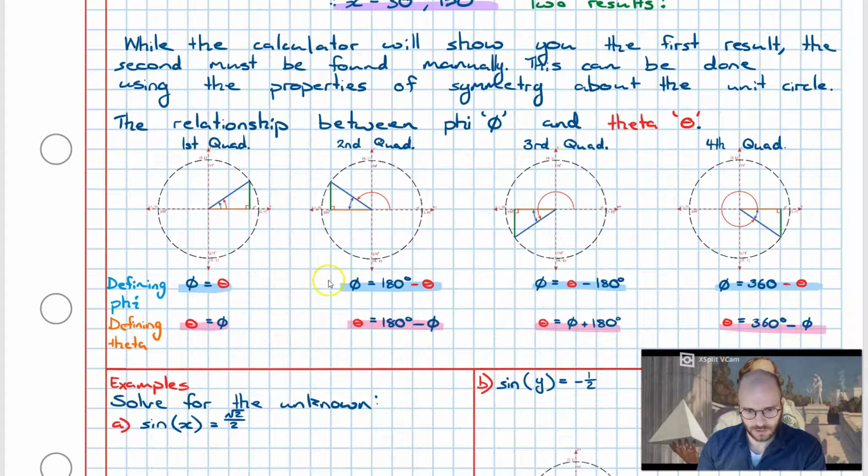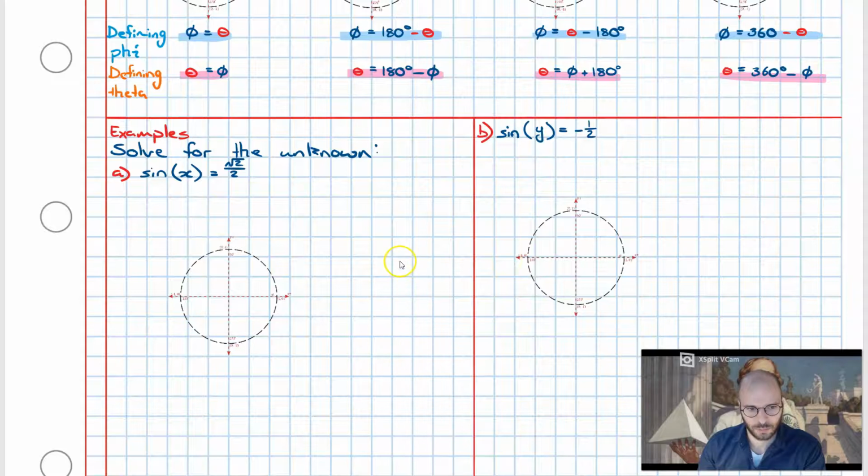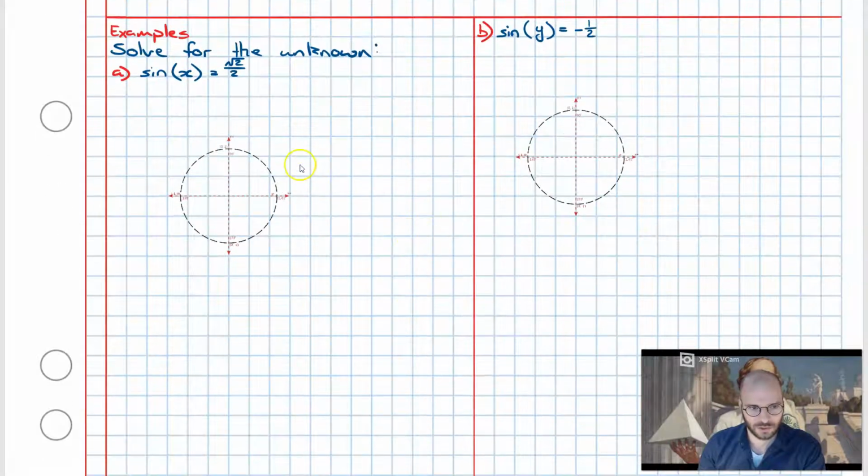Now that we've had a look at some of the theory, let's go down and try doing some examples to illustrate the process of how we go about solving trig equations. Now down here I've got 5 unique examples of increasing difficulty as we move along. In the first example we have sine x equals the square root of 2 all over 2.